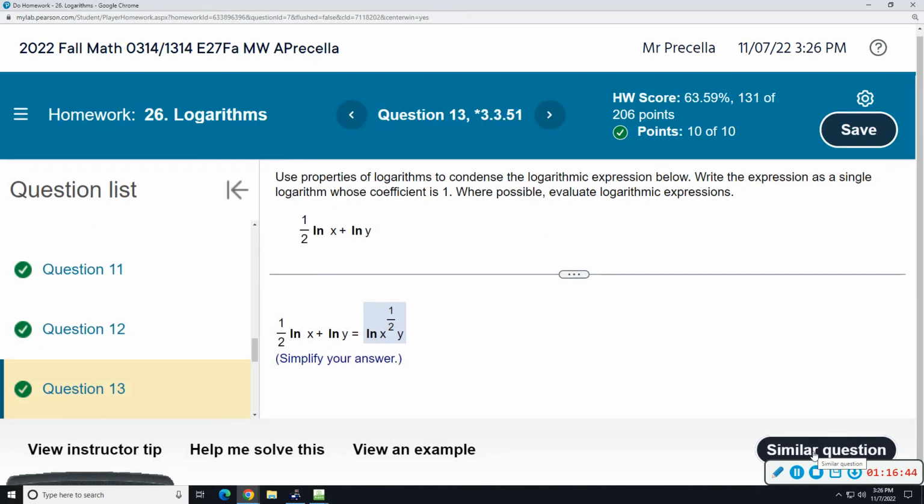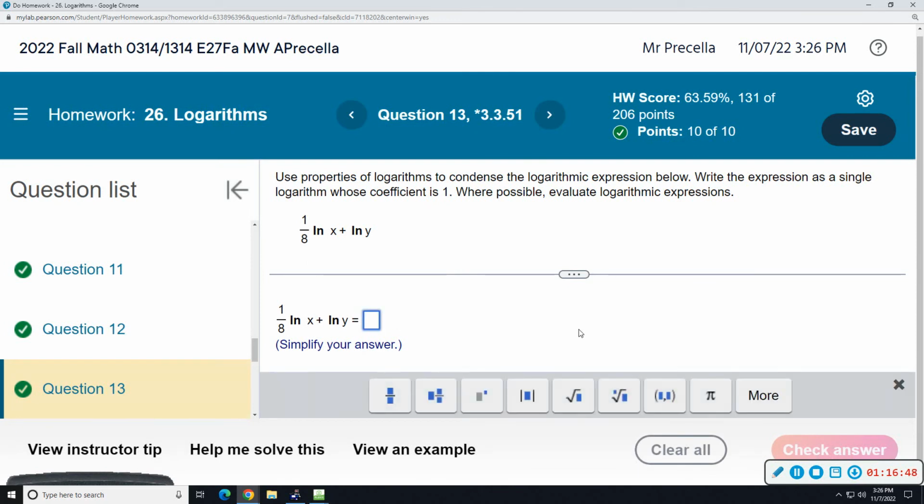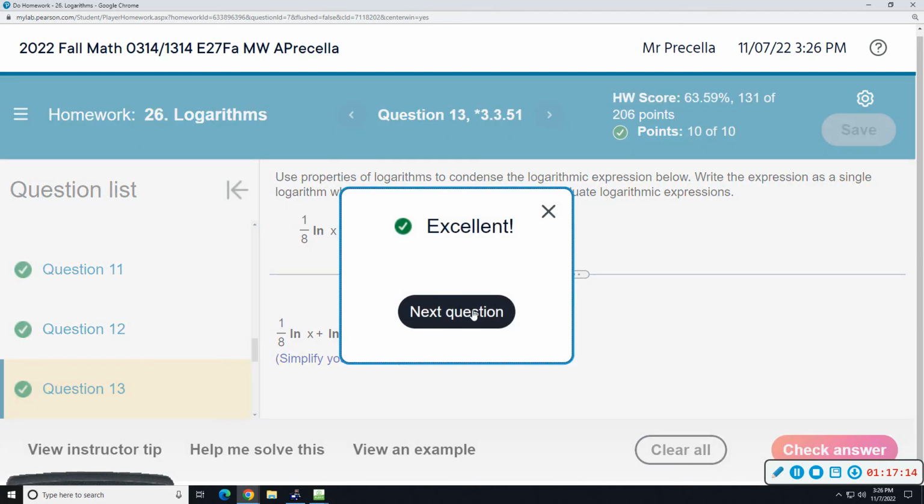Maybe do one more like that. Okay, how would I condense it? It'd be ln. What am I going to write? X, the 1/8 power. Now get out of that exponent before you write the y. Now, if there'd been a minus where that plus is, you would have been going over y. But there isn't. It's a plus.